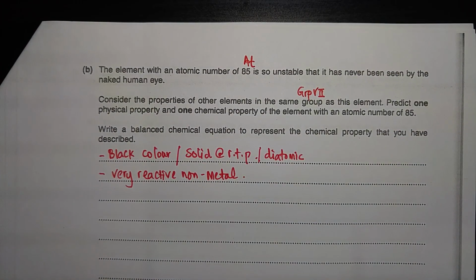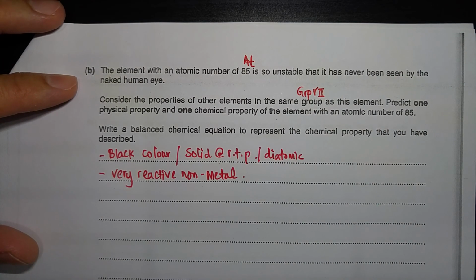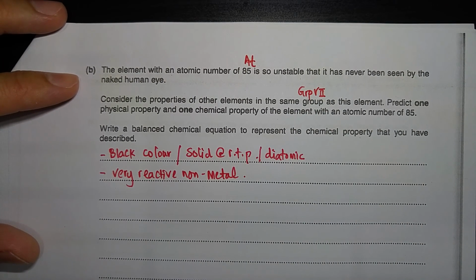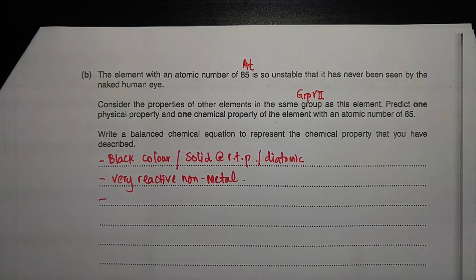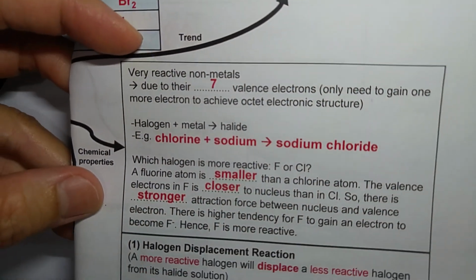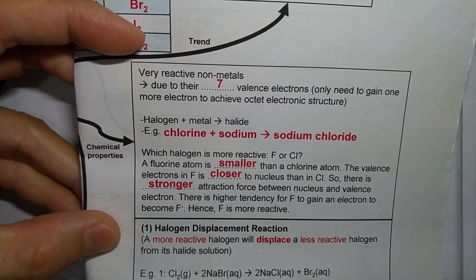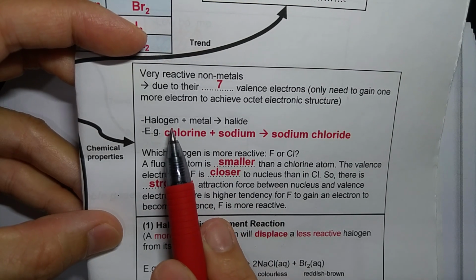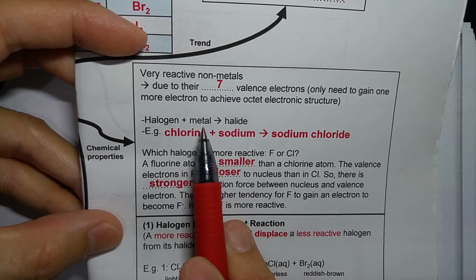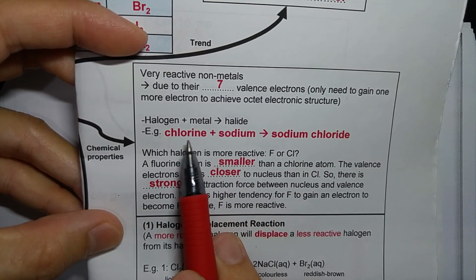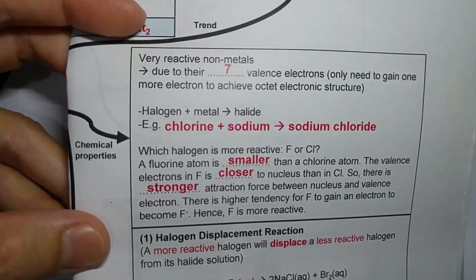It's about reaction, reactivity. Write a balanced chemical equation to represent the chemical property that you have described. So how do you write an equation to show that it is a very reactive non-metal? You can actually refer to your periodic table. Here you go. This one, very reactive non-metal. And the reaction is, it will react with any metal to form halide. So an example, chlorine and sodium to form sodium chloride.